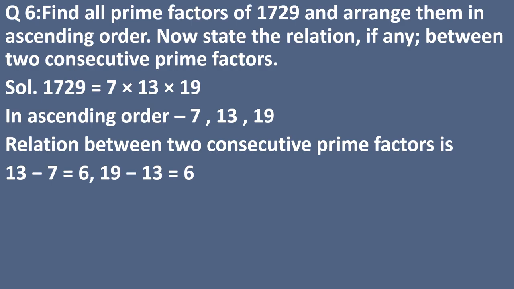Now see the relation between them. Relation between two consecutive prime factors is 13 minus 7 is 6 and 19 minus 13 is also 6. That is, the difference of two consecutive prime factors is 6. That is the same.